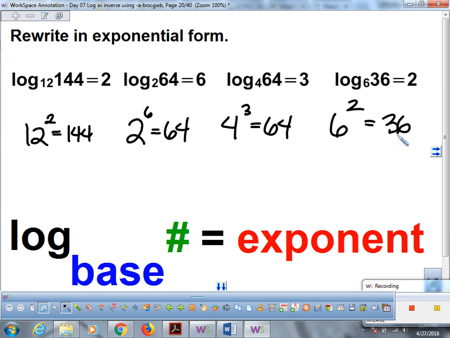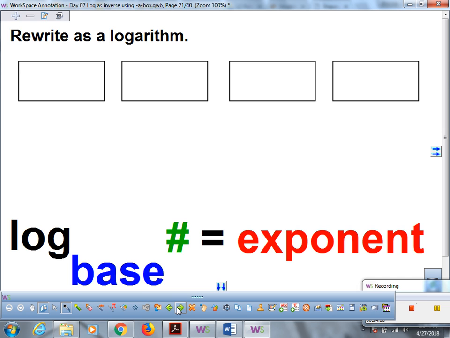To me, this is the easiest way to go. When I see a logarithm and I go, wait a second, what does that mean again? I just put it into exponential form and then it makes sense to me. You know what I mean? Okay, let's try it the other way. The other way is not hard, it's just a little more of a challenge. So I'll do the first one for you. This time we're going from exponential and we're going to put it in logarithmic.